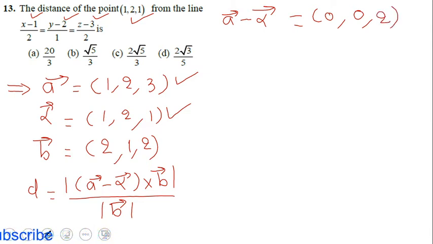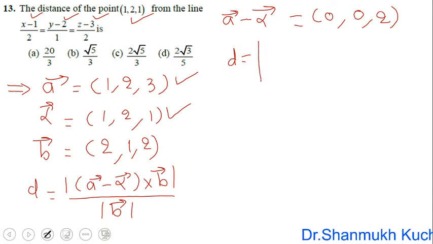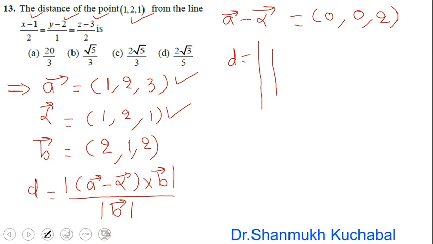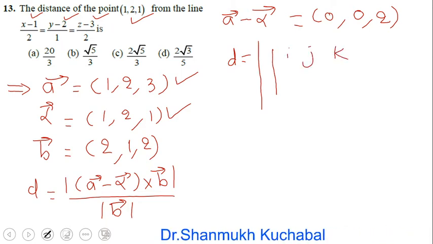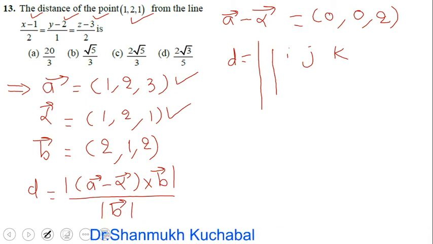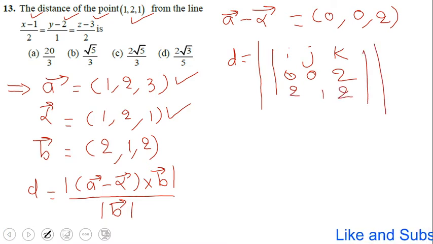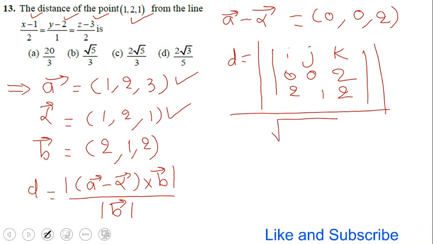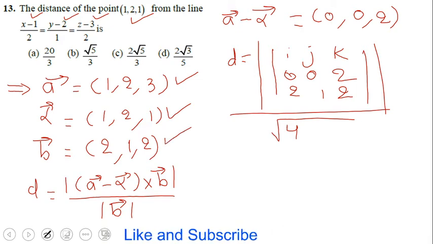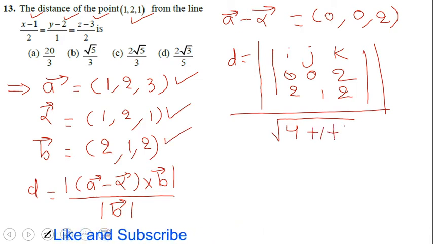So then d is nothing but a cross product, so we have to take the determinant. The determinant has rows i, j, k; then A minus alpha with coefficients 0, 0, 2; then vector B with coefficients 2, 1, 2. And the whole is divided by the magnitude of vector B. For the magnitude of vector B, we take the coefficients squared: 2 squared is 4, 1 squared is 1, 2 squared is 4.